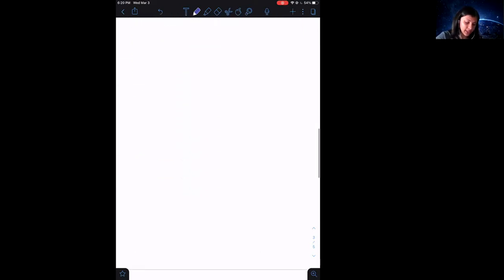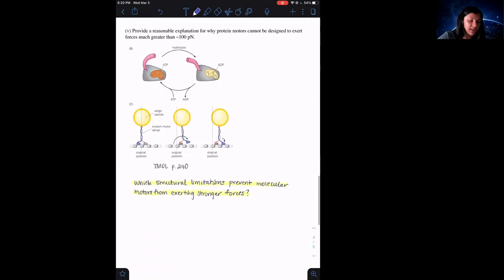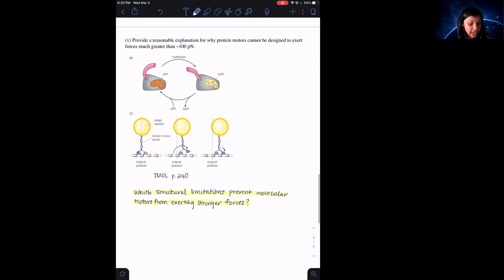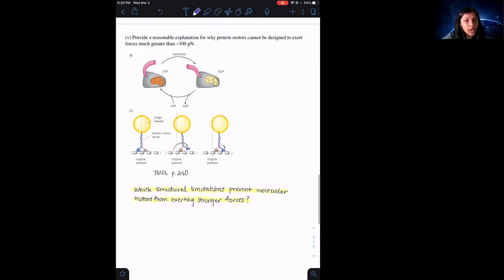Okay, and then finally, part 5. Part 5 basically asks, why can't protein motors be designed to exert forces much greater than about 100 piconewtons? So essentially this is asking, what are the structural constraints on protein motors?